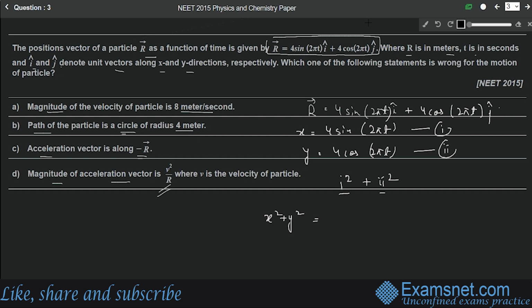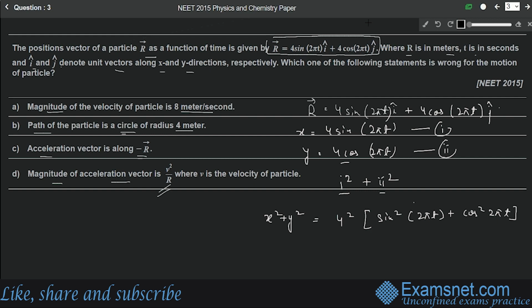Let's see how. If you find the square of these, the square of x will be 4 square sine square 2 pi t, and in y it will be 4 square cos square 2 pi t. So 4 square can be taken common, and here we get sine square 2 pi t plus cos square 2 pi t.